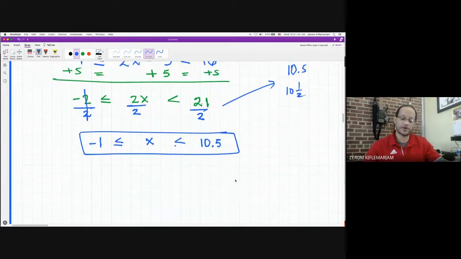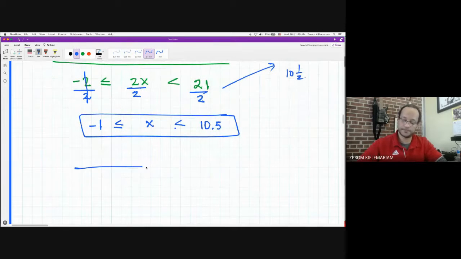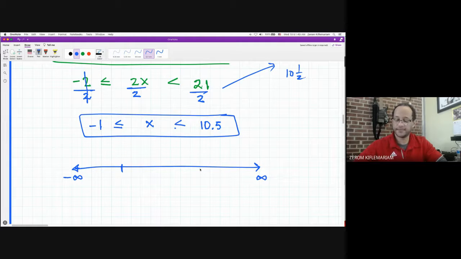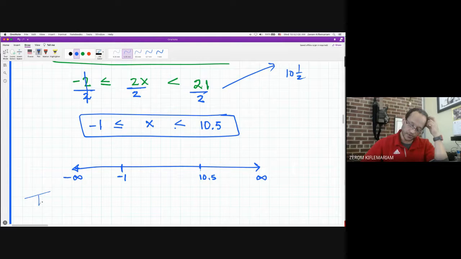So if I have to graph this one, I'm looking at from -infinity to +infinity. This time I'm interested only in two numbers. So on the left I have -1, on the right side I have 10.5. After a while, you will notice that it's always going to be shaded in the middle. But if you want to double check, always use your test points.